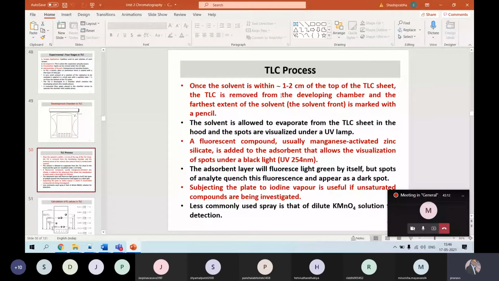Previously people used to spray a dilute solution of KMnO4. KMnO4 is an oxidizing agent, and when you do that, the spots stay because it doesn't vaporize. So there are different ways in which one can visualize the spots once they are separated on a TLC plate.